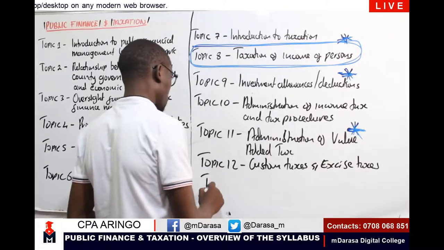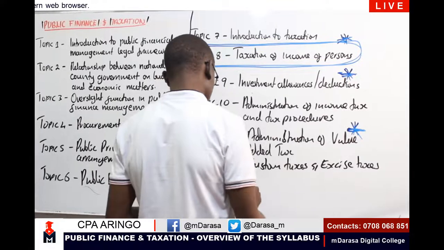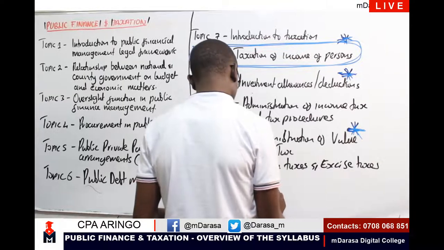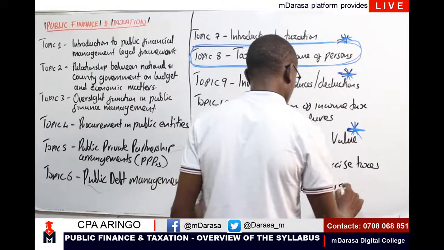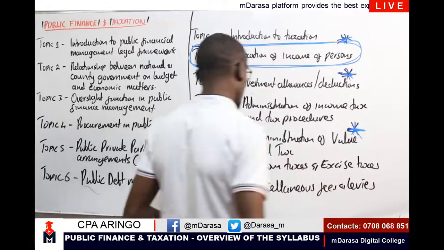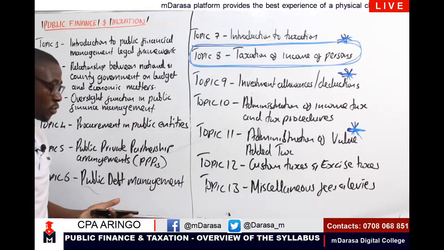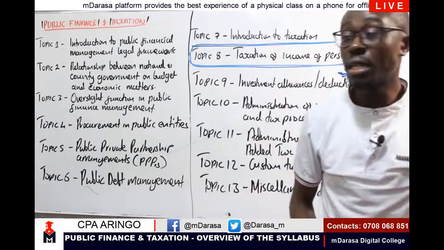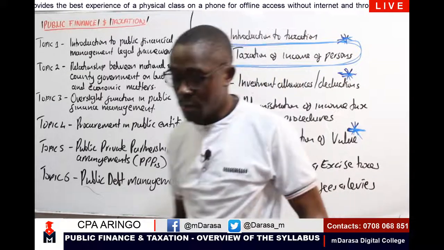And finally, topic number 13, we'll be expected to cover miscellaneous fees and levies. These are other levies that we'll be covering, maybe various tariffs and other levies that we'll be covering here. So this is what we'll be expected to understand when it comes to tax.